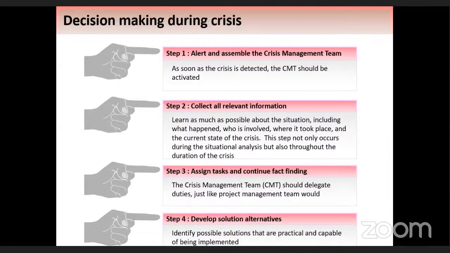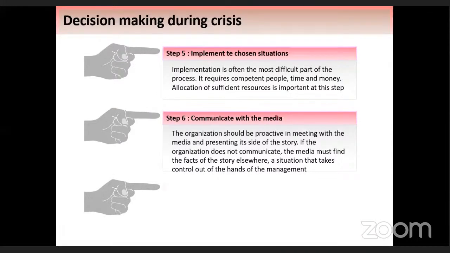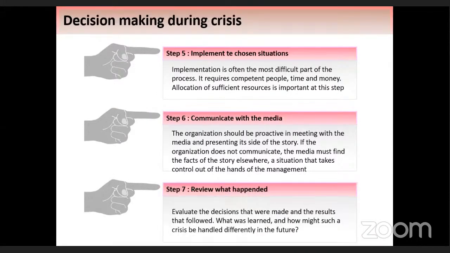Identify possible solutions that are practical and capable of being implemented. Then the fifth one says implement the chosen solution. Implementation is often the most difficult part of the process. It requires competent people, time and money. Allocation of sufficient resources is important at this step.